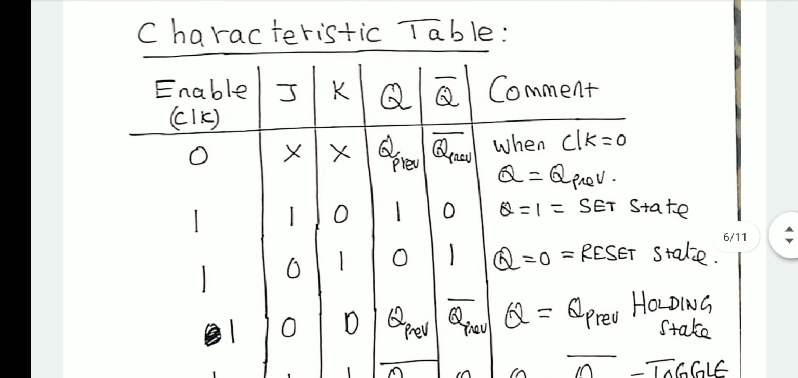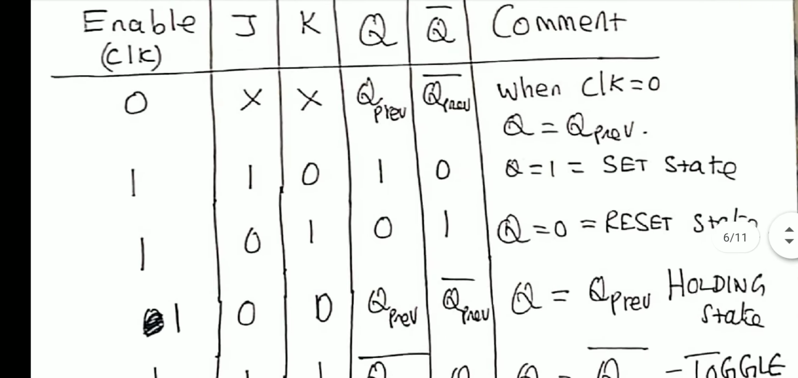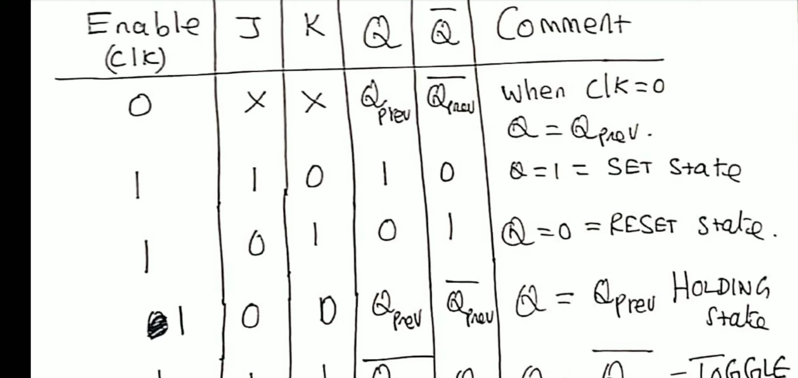When J is 0 and K is 1, Q is 0. That means the flip-flop goes to the reset state. And when both J and K are 0, the flip-flop goes to the holding state, as usual in a D flip-flop. These three states are not new. They are also available in the D latch.